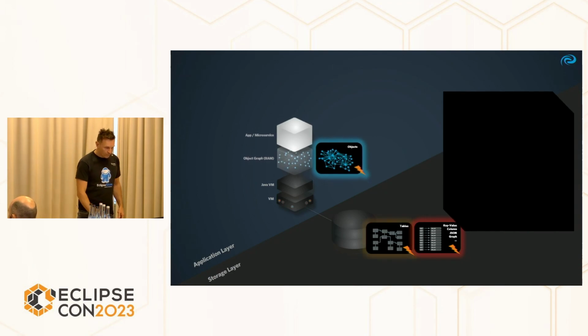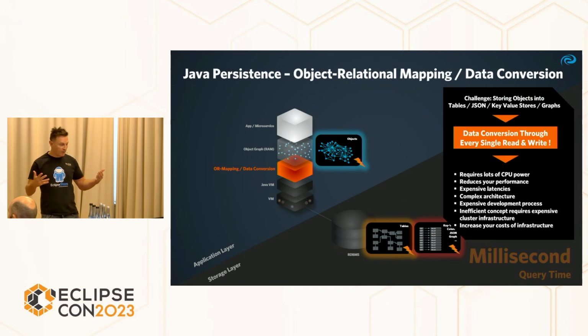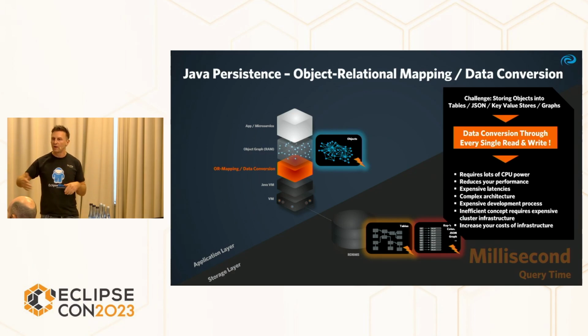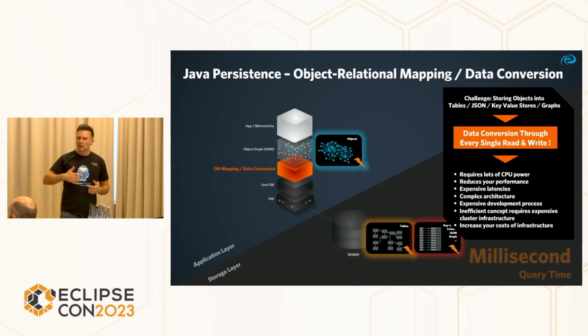So what we're doing is, with a relational database, we add a framework like Hibernate that provides object relational mapping, and then we are able to store our objects in a database. With NoSQL databases, we need a kind of data conversion, like JSON conversion, through every single read and write. That's crazy, actually. Data conversion and object relational mapping is very expensive. It leads to expensive latencies, and it slows down our applications.